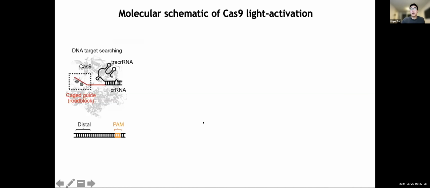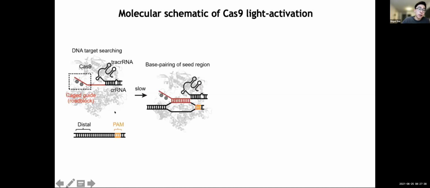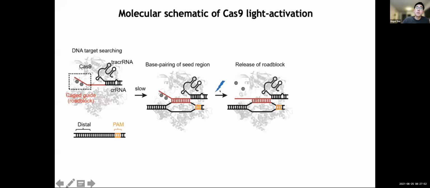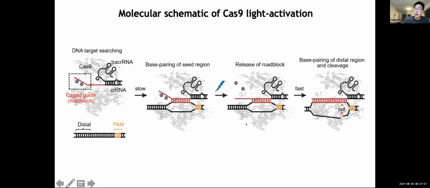And molecularly, what that corresponds to is you have Cas9 with a CRISPR RNA that contains distal caging groups that can block the binding of this CRISPR RNA to the genomic DNA shown here. So Cas9 can still bind to genomic DNA, but it cannot cleave because these blocking groups prevent full hybridization. Upon a brief exposure to light, however, these distal caging groups are quickly released, which allows full complementarity between the DNA and the Cas9 guide RNA, which activates Cas9 to cleave target DNA.